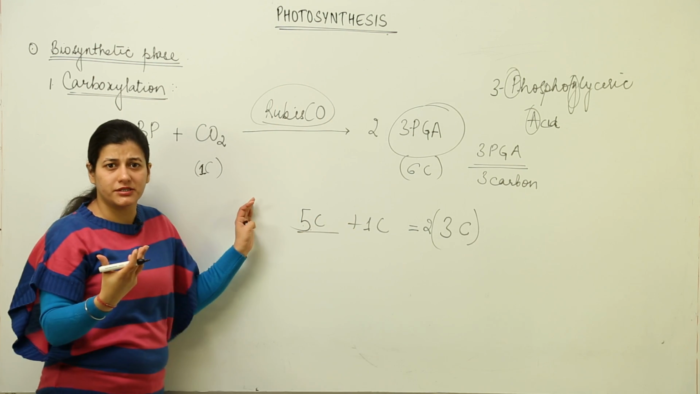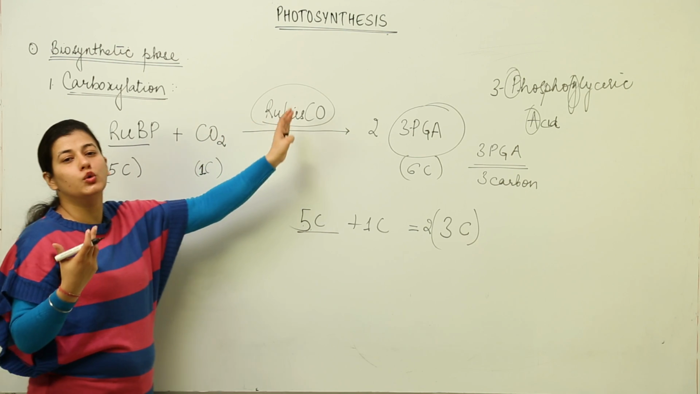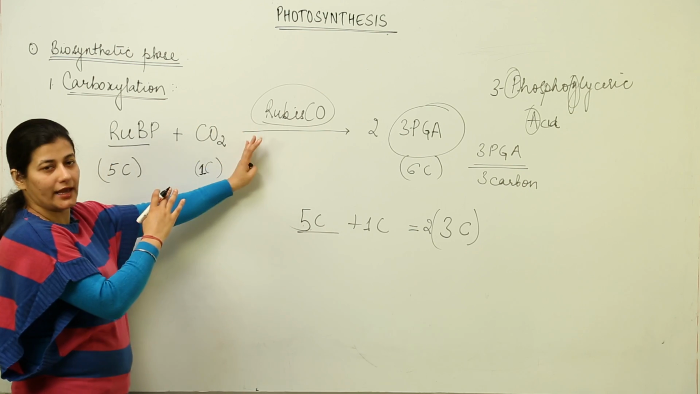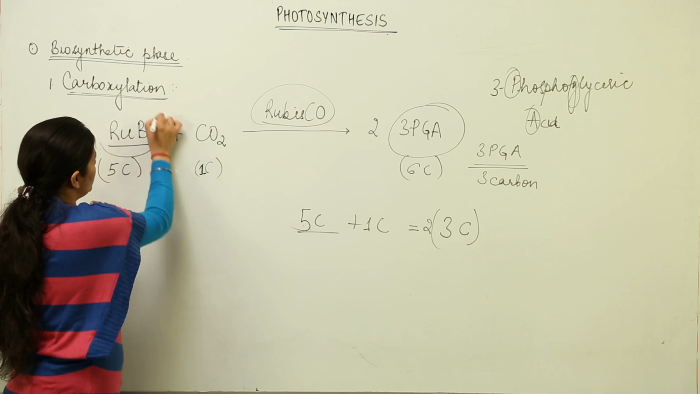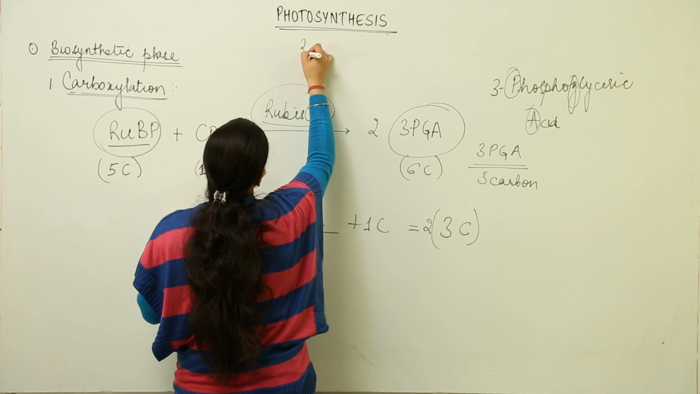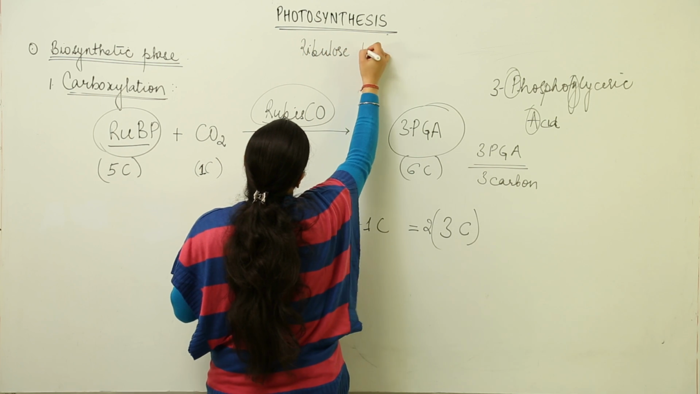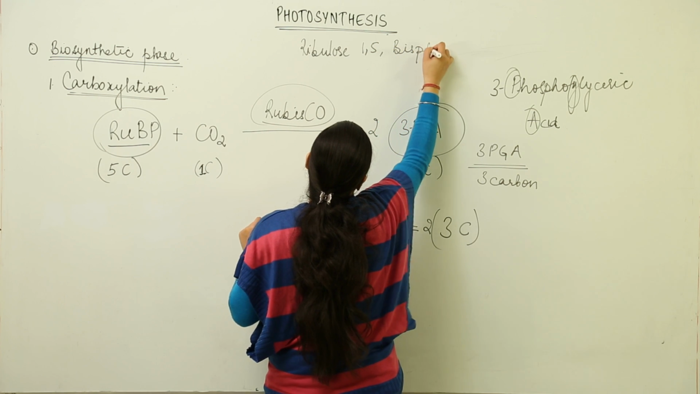Now let's talk a little bit about Rubisco, what it is all about. Rubisco is RuBP carboxylase. You have to remember this. This enzyme is responsible for carboxylation of RuBP. Now what is RuBP? RuBP is a 5-carbon sugar, ribulose 1,5-bisphosphate is the name of this sugar.